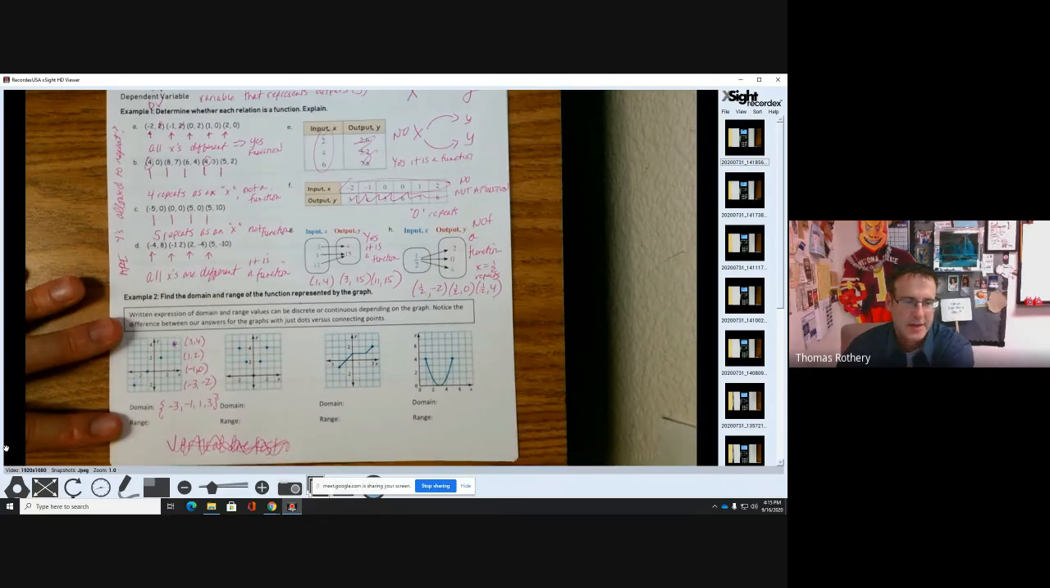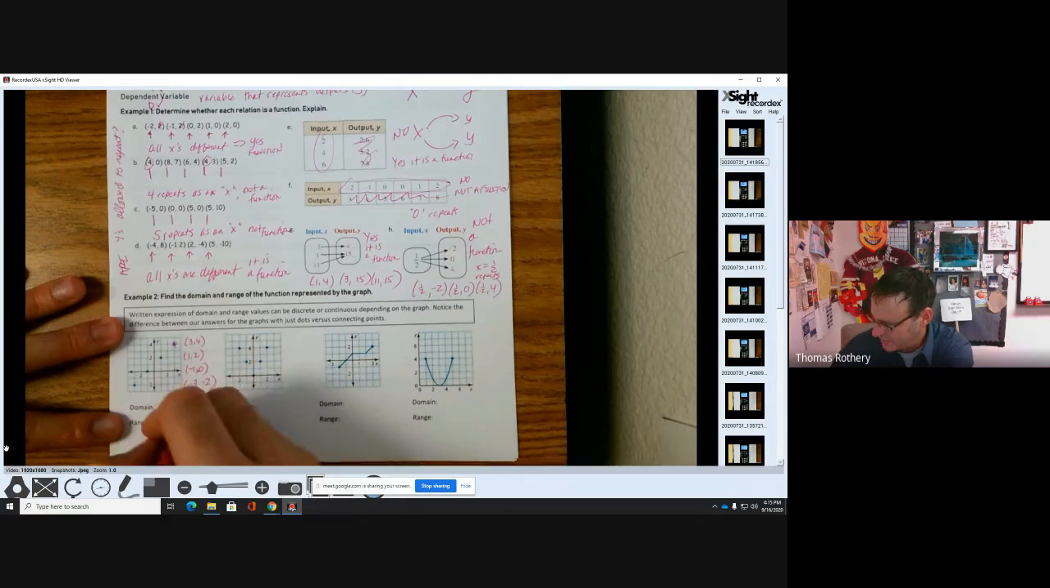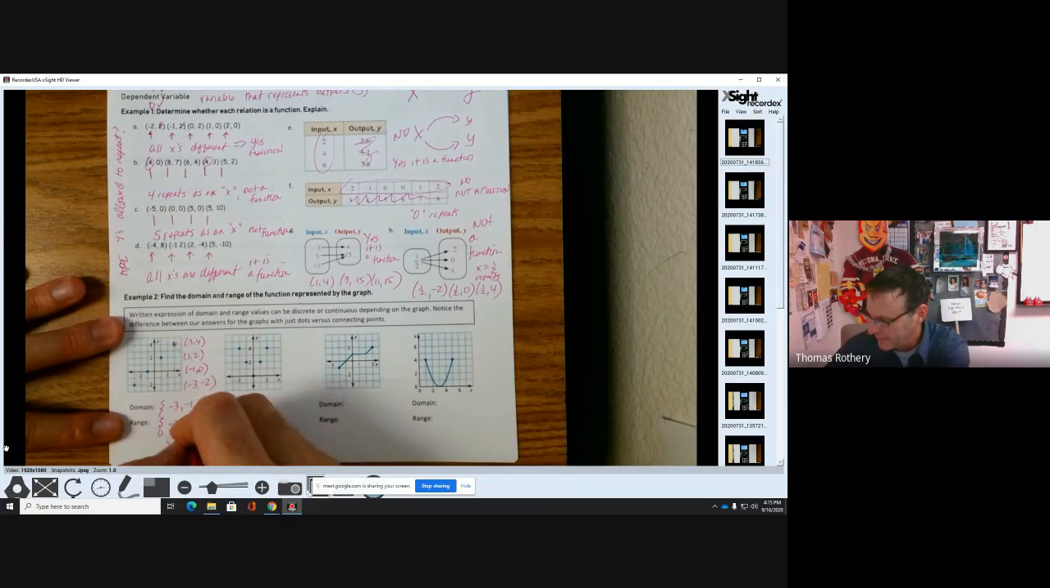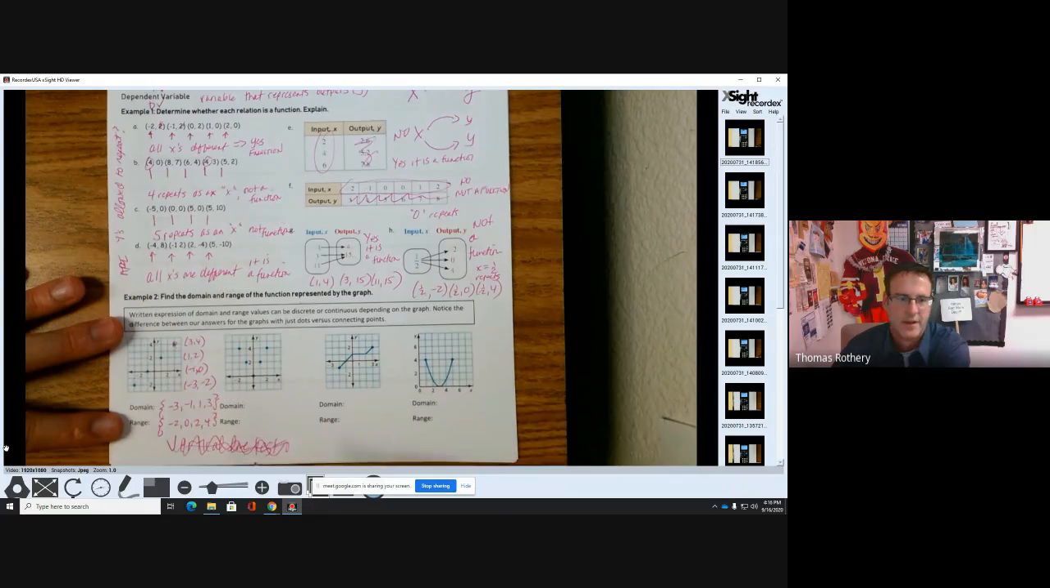And if domain is all your x's, what do you think the range is? You're right. Your range is the y's. So again, put them in order from lowest to highest. So -2 is the smallest number, then 0, then 2, then 4.